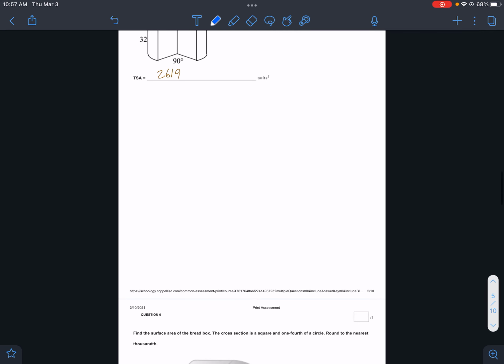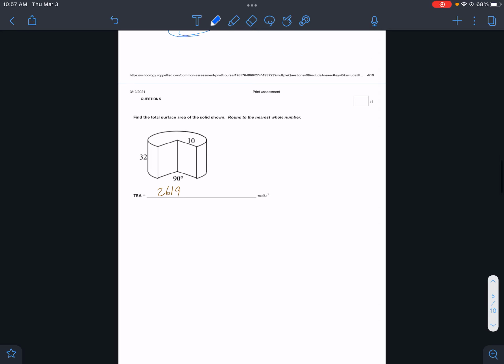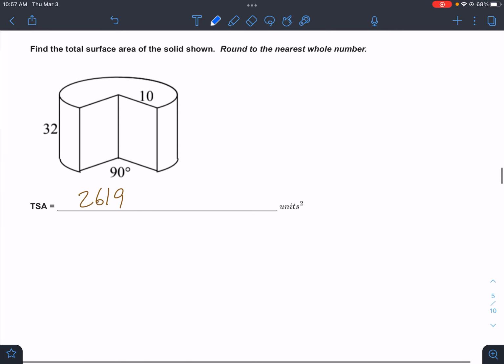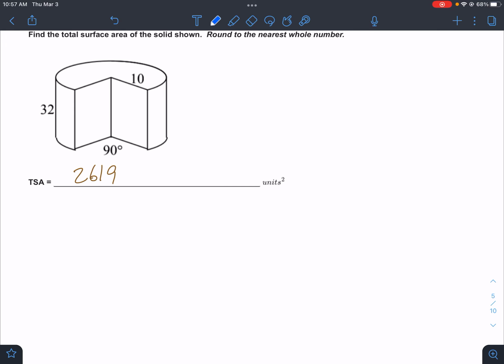Next question. This is a cylinder that has had a chunk of it removed. You can picture it like a birthday cake, and you remove a piece of the cake. And we have to think about, what does that mean? Well, what surfaces do we have?